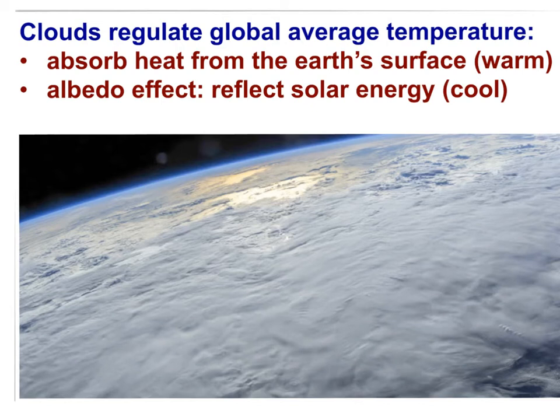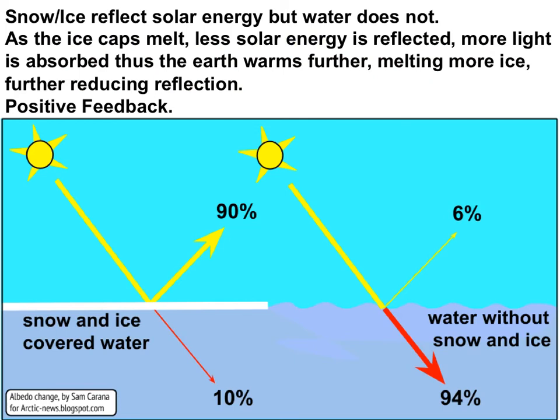but more water vapor and clouds in the atmosphere might absorb the Earth's heat, warming the Earth, and this is a positive feedback loop. Now keep in mind that snow and ice and cloud tops reflect solar energy, but liquid water does not reflect, but instead absorbs solar energy. As the ice caps melt, less solar energy is reflected. More light will be absorbed. Thus, the Earth warms further, melting more ice, further reducing the reflection, further increasing the absorption of solar energy. This is a positive feedback loop.